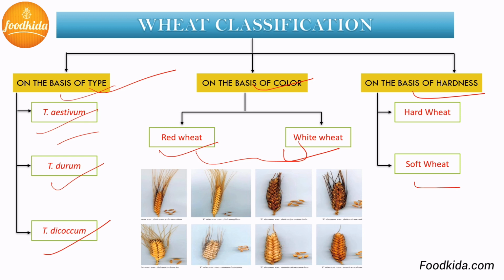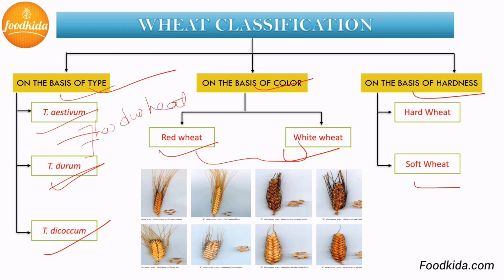Now the Triticum durum or durum wheat is mainly used in the production of semolina and macaroni products. It also contains a high amount of protein, so it is also a type of hard wheat. So these two varieties are the types of hard wheat.